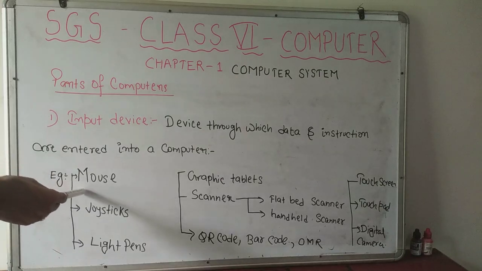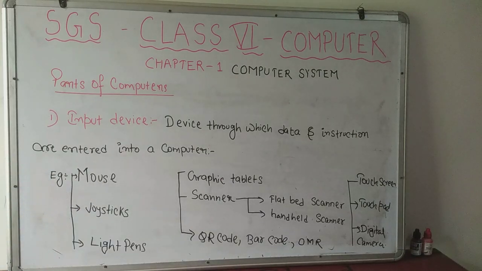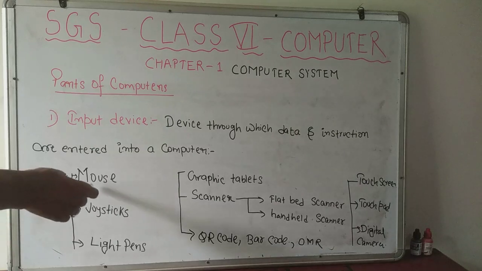And what are the functions of mouse? It lets us point and select things on monitor. It lets us draw and paint. Okay, these are the functions of mouse.